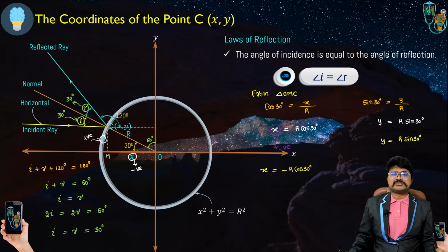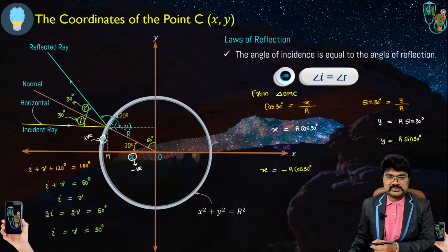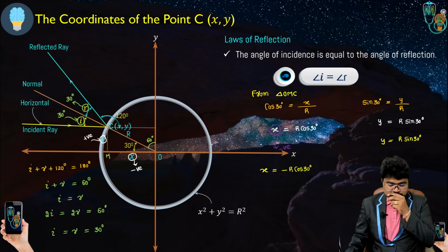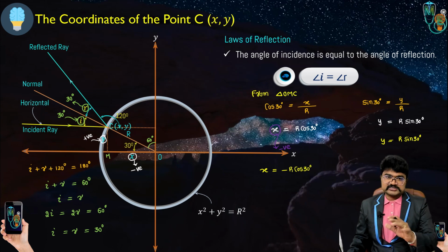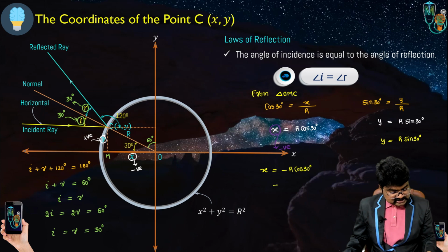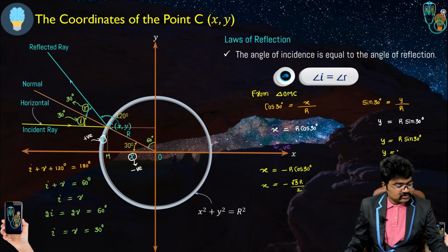Or straight away also we will get R cos 30 as the horizontal component, R sin 30 as the vertical component, the position vector. R cos 30 negative, R sin 30 positive. Okay, so cos 30 is nothing but how much? X equal to minus root 3 R by 2, Y equal to R by 2.